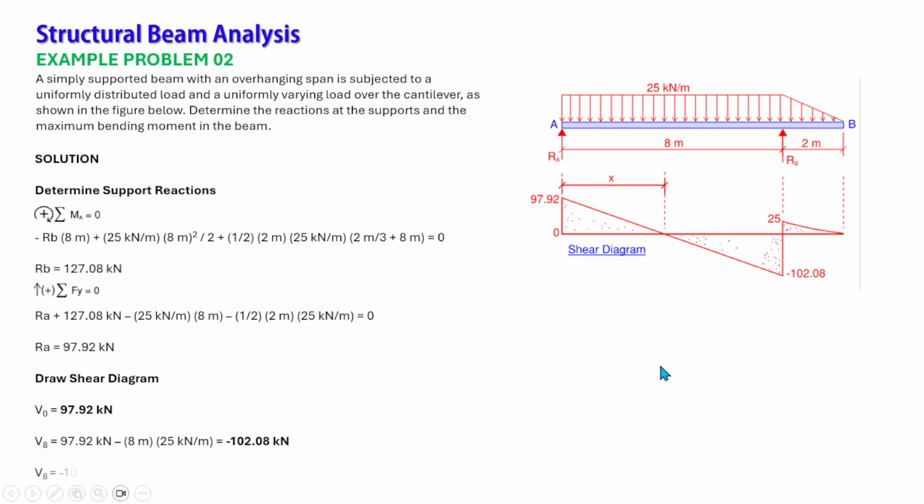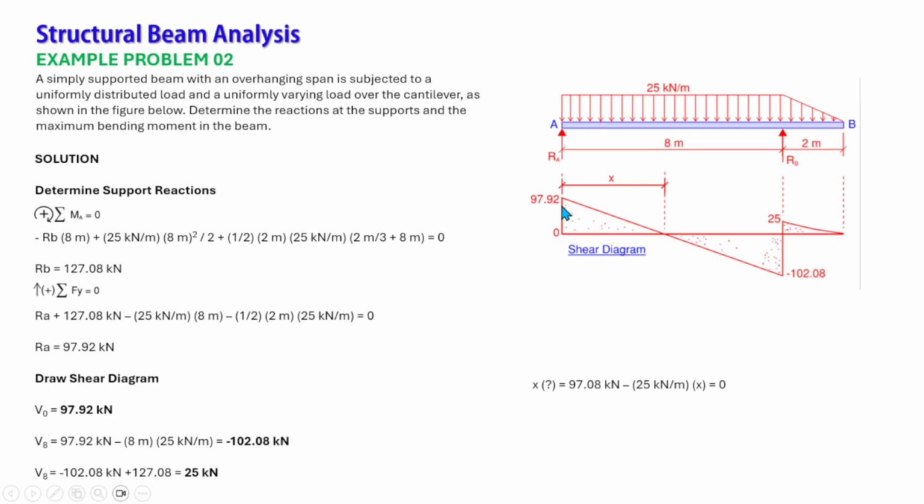From this point, negative 102.08, we add the upward reaction at B, which is 127.08. So 127.08 minus 102.08 gives us 25 kilonewton. So that is the net shear at this point here.